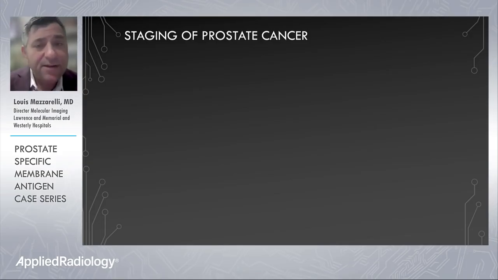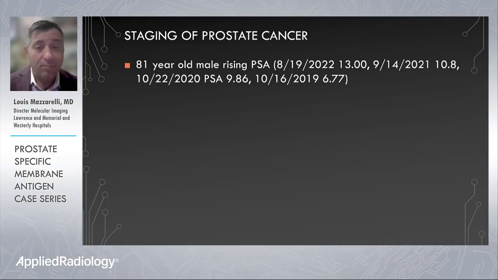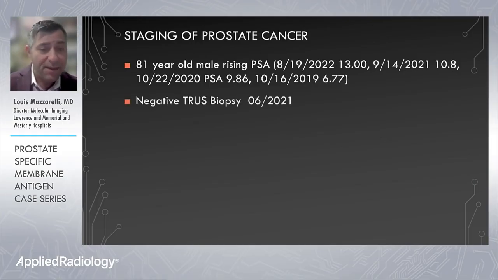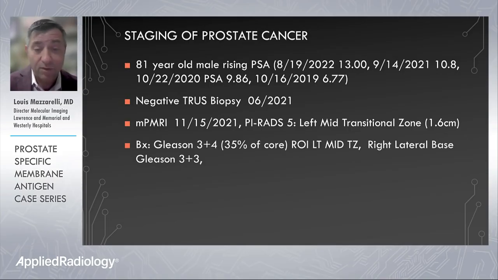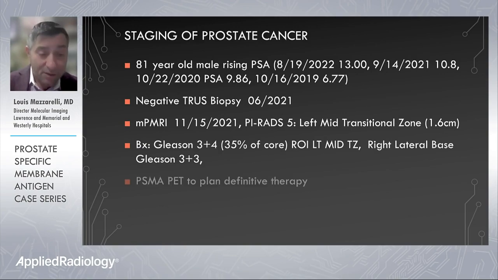Let's look at another case. Staging of prostate cancer. This was an 81-year-old male with a rising PSA: in 2022, 13; 2021, 10.8; 2020, 9.8. Negative TRUS biopsy in June of 2021. MPMRI in November of 2021 demonstrated a PIRADS 5 lesion within the left mid-transitional zone. Biopsy at that time, Gleason 3+4, 35% of the core. Region of interest was the left mid-transitional zone. The patient also had a biopsy of Gleason 3+3 within the right lateral base. So PSMA PET was ordered to plan definitive therapy.